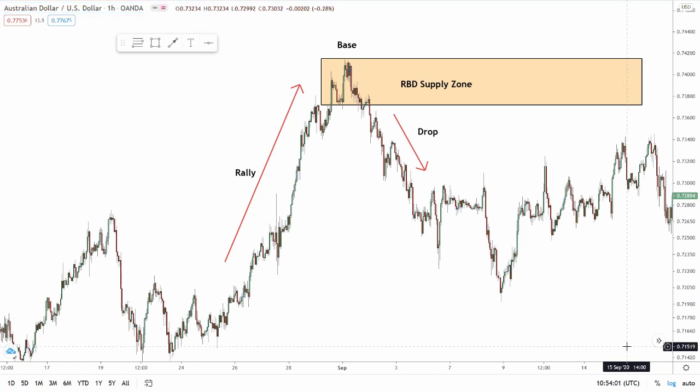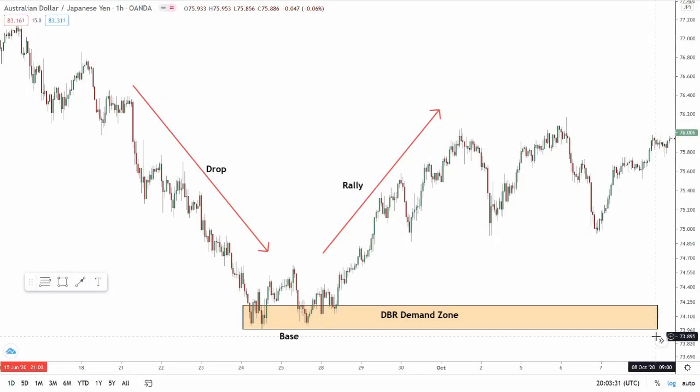These form when price, which has been rising, that's the rally, bases for a while, basically pauses or just reverses without any sort of pause, and starts falling, creating a new significant downswing. The resulting zone is a rally-based drop supply zone, because that's how it formed, from a rally base followed by a drop. Drop-based rally zones are the opposite.